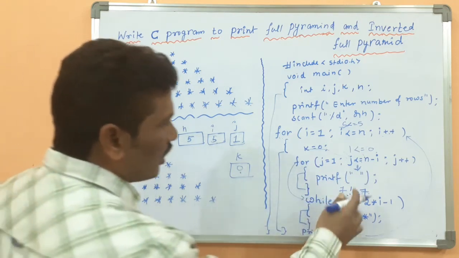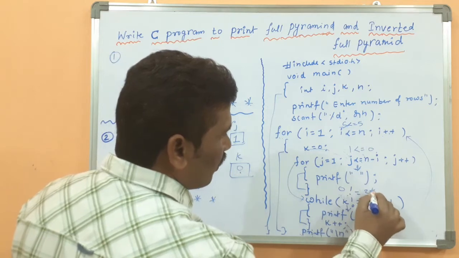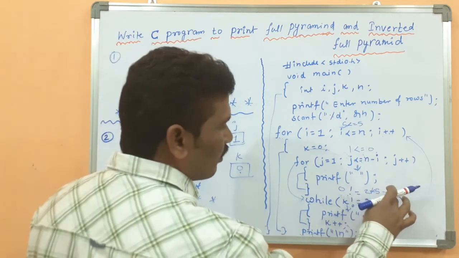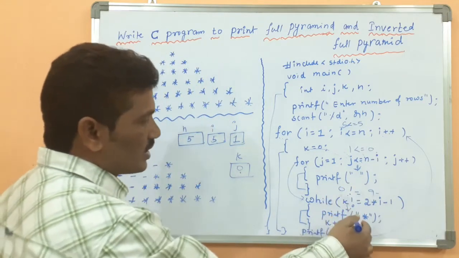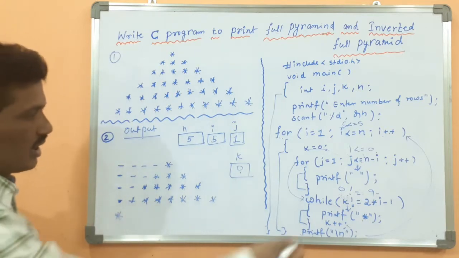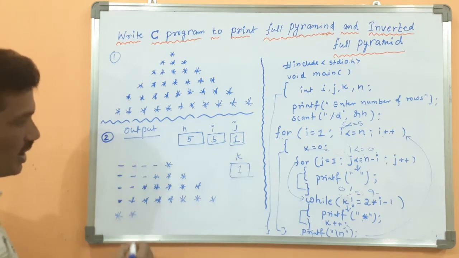Then while loop. Here 0. Then what is the 2? 5 minus 1. 2 5s are 10. 10 minus 1, 9. 0 not equal to 9, the condition is true. Directly it will be displayed. Then the value is incremented by 1, it becomes 1, another star will be displayed.